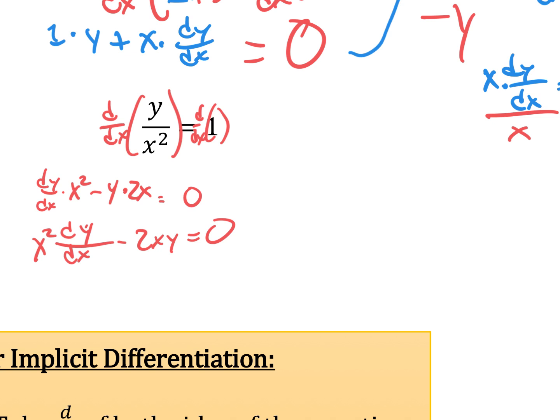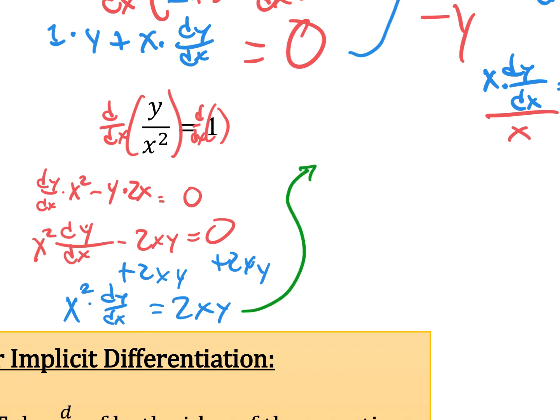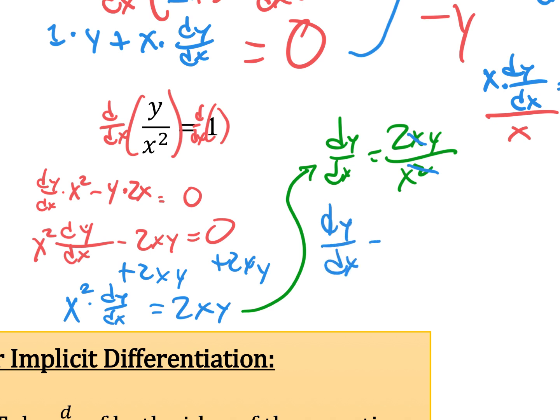Okay, what do you want to move first? Well, let's get that 2xy out of there. So let's add 2xy. All right. And we have x squared dy dx equals 2xy. And last but not least, let's divide by this x squared here, or multiply by 1 over x squared. And we end up with dy dx equals 2xy all over x squared. A little bit of simplifying here. x goes into there once. Okay, we can cancel that out. And so last but not least, dy dx is 2y over x.